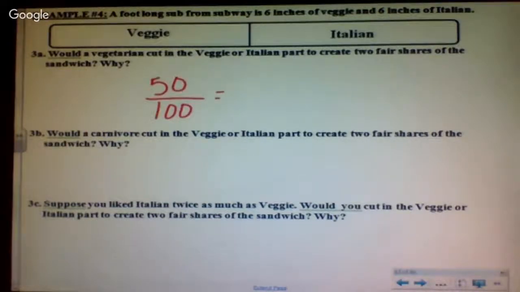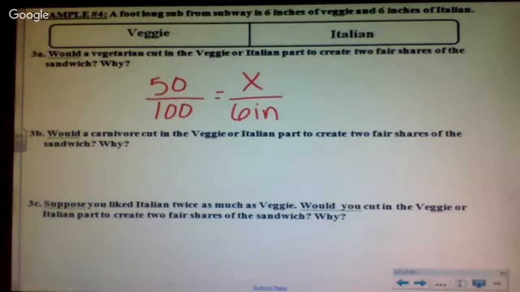Equals. This time we're not talking degrees. We're talking inches. Okay? 3 inches. So I have 6 inches of veggie. It's an entire 12-inch sub. 6 of it's veggie, 6 of it's Italian. So I've got 6 inches of veggie I can choose from. I need to solve for that.